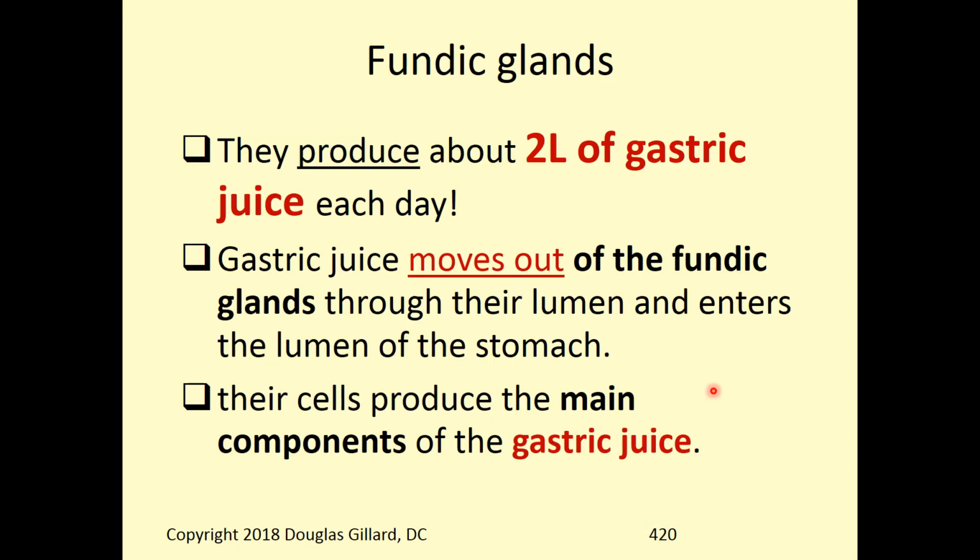Let's see. Fundic glands produce tons of gastric juice. This is the most of the gastric juice, all of it, except that the mucous cells help with the gastric mucus. 2 liters of gastric juice every day. Gastric juice moves out of the fundus.